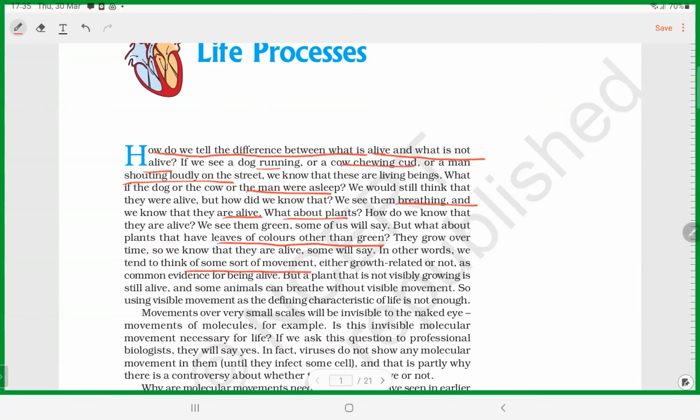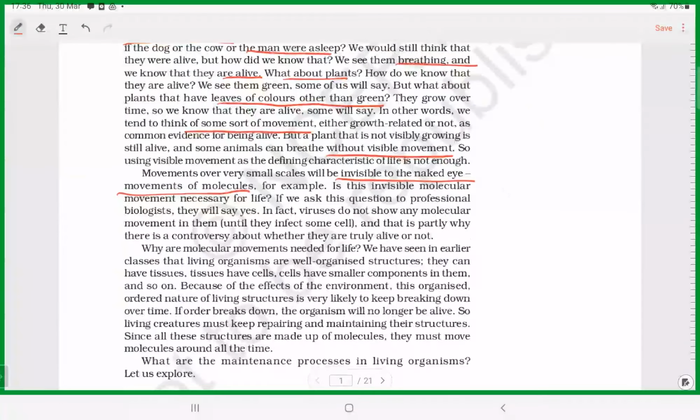Some sort of movements. But there are other movements which you cannot see, invisible movements. What are the invisible movements which also occur in our body, which you cannot see? Pumping of the heart, the food you eat getting digested. All those movements are invisible to the naked eye, which actually occur in the body. So these are all the basic things by which you can say the organism is alive.